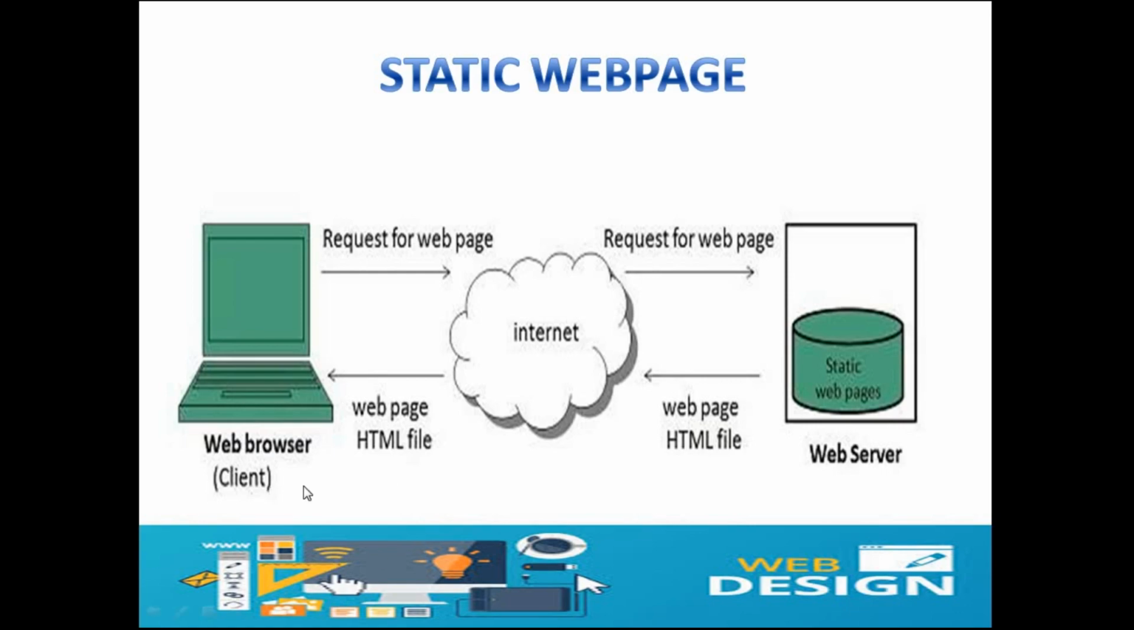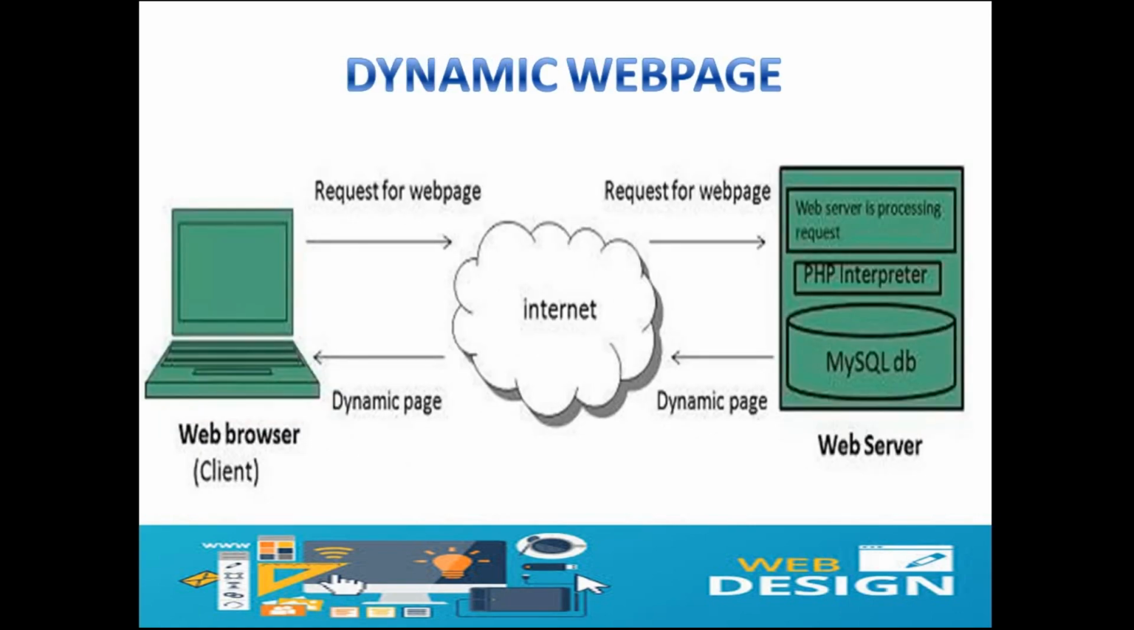So in static web pages, we work with only HTML files. In simple words, you can say that with the help of only HTML, or with CSS, we can only make static web pages or a static website. Next is the dynamic web page. It shows information at different points of time.